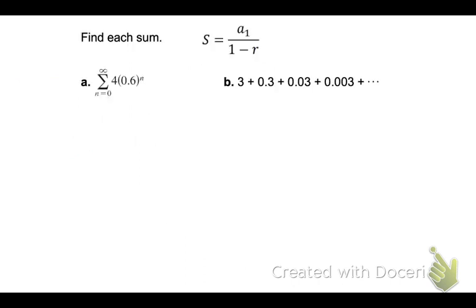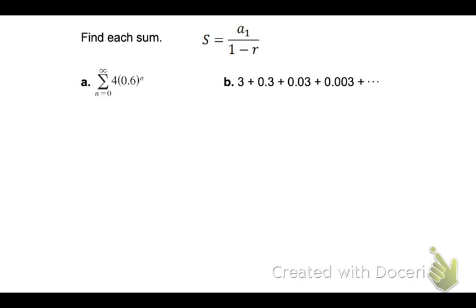Okay, so it says find each sum. How do I know both of these are infinite? That one has the infinity sign on it, and that one has dot, dot, dot. Right. One has the infinity sign at the upper limit and one has dot, dot, dot. So can I do it, first of all? Can I do A? Yes, because 0.6 is less than 1.